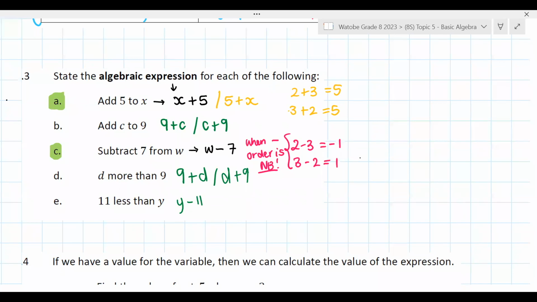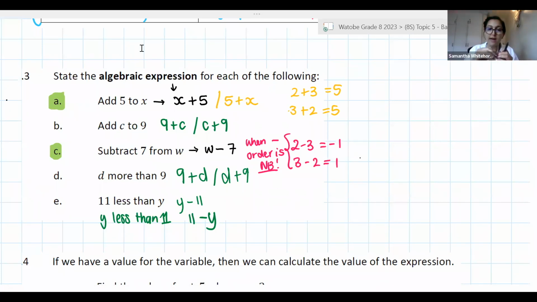Well done. So guys, 11 less than Y. I'm starting with Y and I'm taking 11 away. I want 11 less than whatever Y is. So again, the order is very important. If this had said Y less than 11, it's saying I'm starting with 11 and I want Y less than that. Then the order would switch, but it didn't. It said 11 less than Y. I have Y, I'm taking 11 away. So Y minus 11.